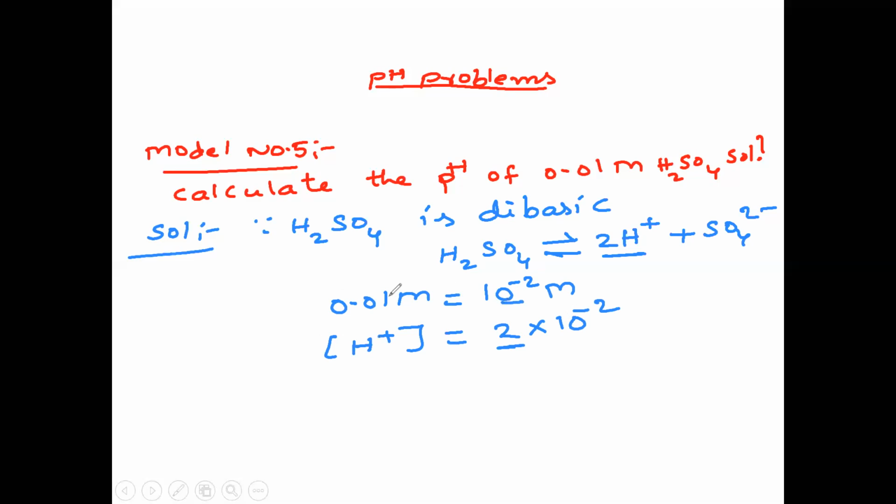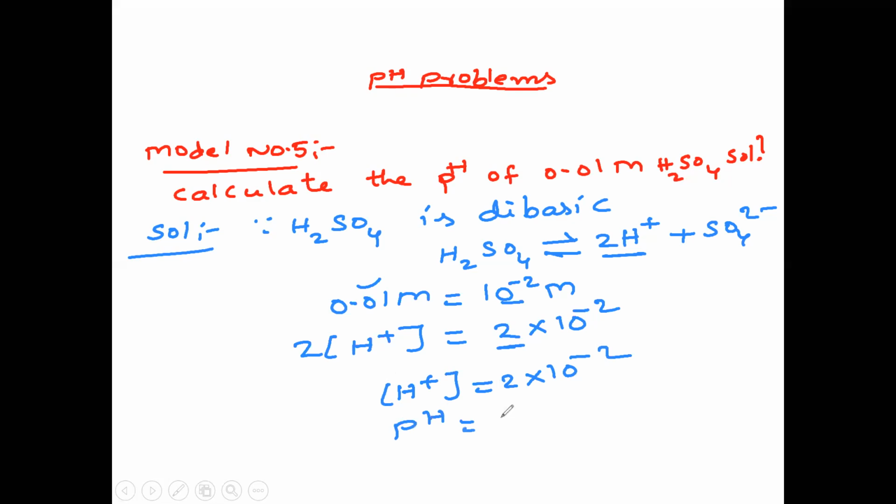Because it is 10 to the power of minus 2 for 1 H plus, but since it is giving 2 H plus, so 2 into H plus is equal to 2 into 10 to the power of minus 2. We have to multiply with 2. So the H plus concentration is equal to 2 into 10 to the power of minus 2.